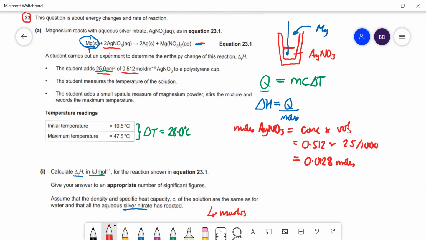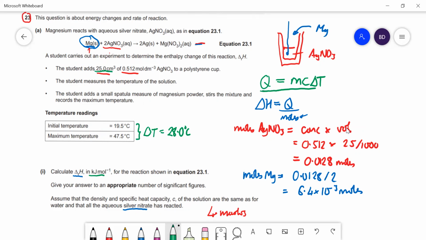So we can say from that, the moles of magnesium here is going to be half that, because 1 mole of magnesium reacts with 2 moles of silver nitrate. 0.0128 over 2, which is equal to 6.4 times 10 to the minus 3 moles. So this value is all ready to go into this equation here. We need to work out Q using this green equation now at the top. So let's do that.